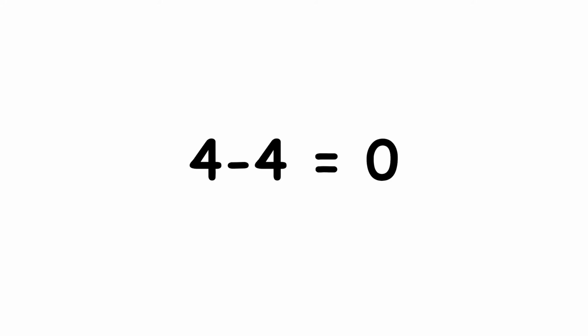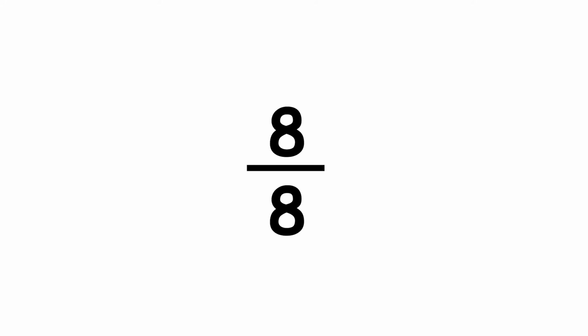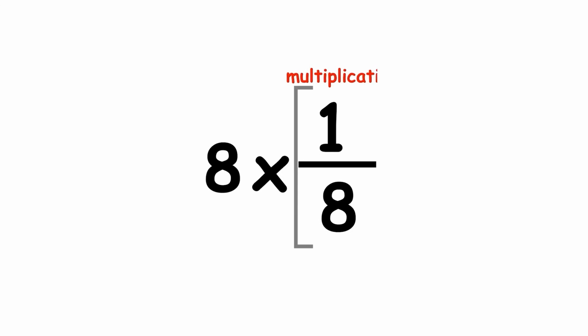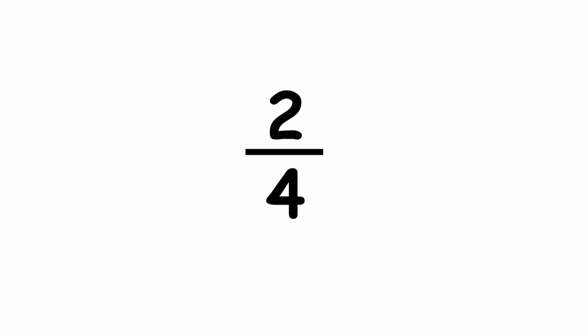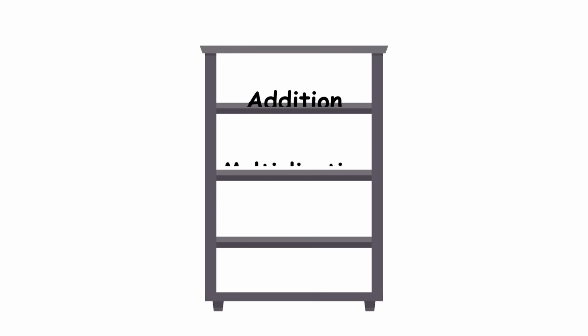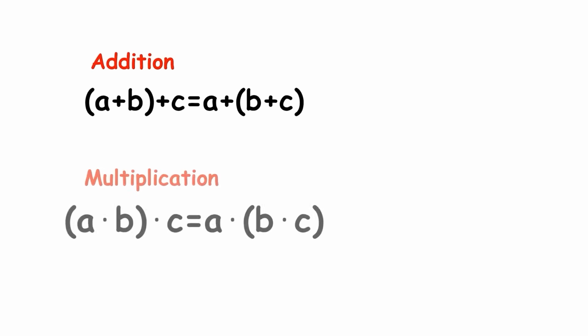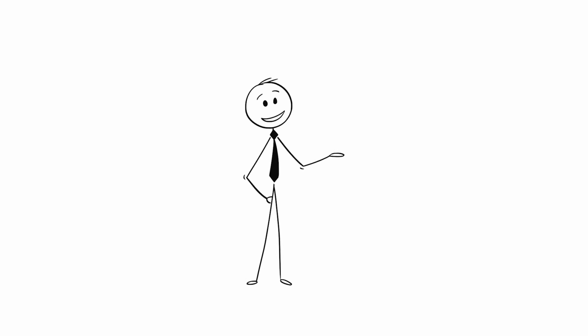Just like how subtracting is the same as adding the additive inverse, dividing is the same as multiplying by the multiplicative inverse. For example, 2 over 4 is the same as 2 times 1 over 4. Starting from addition and multiplication, we now have all four basic operations. Thus, the rational numbers with addition and multiplication form a structure called a field. However, this number system still has some gaps.